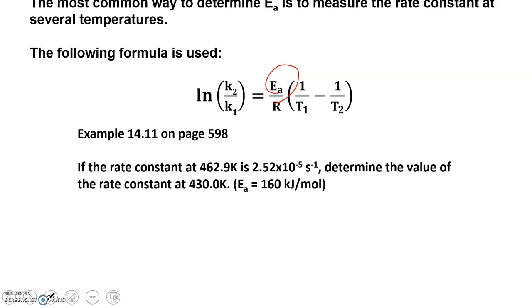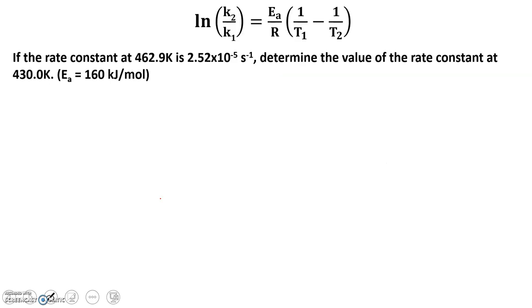And so I gave you the rate constant and the temperature for one reaction, and then I gave you the temperature of another reaction, and I'm asking you to find the rate constant at that particular temperature of 430 Kelvin. So let's do that calculation. If the rate constant at 462.9 Kelvin is 0.52 times 10 to the negative fifth inverse seconds, determine the value of the rate constant at 430 Kelvin.